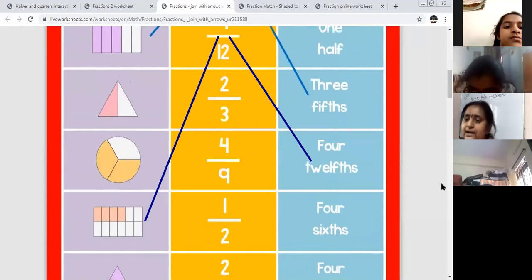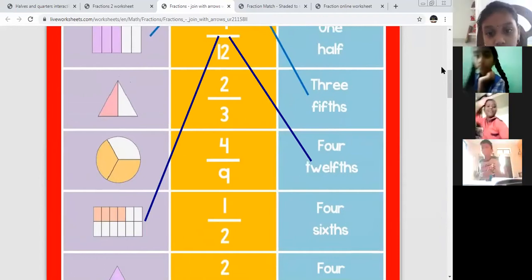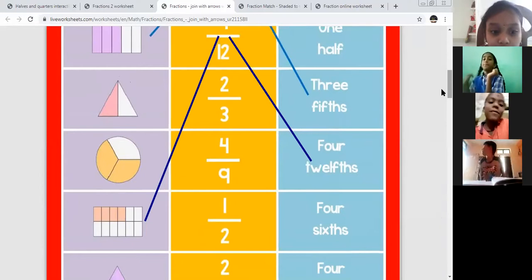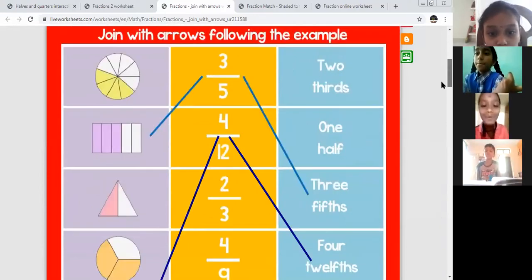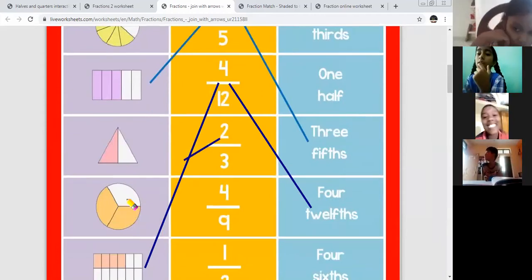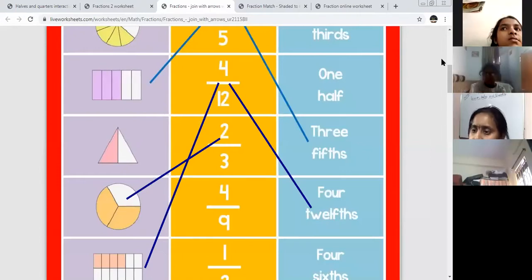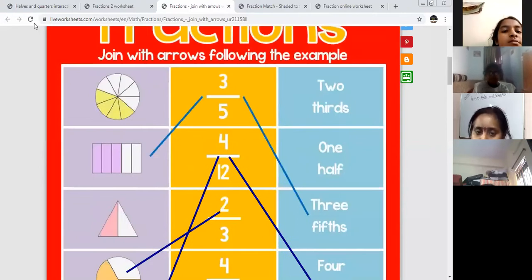4/12. Okay. Next. Pratibha? Yes, ma'am. This one, 2 by 3. Where can you match it? Ma'am, the 4th one. Yes, the 4th one we can match it. Then how can we read it? 2, 3. 2/3. Here it is.